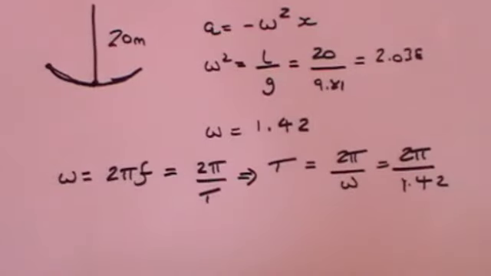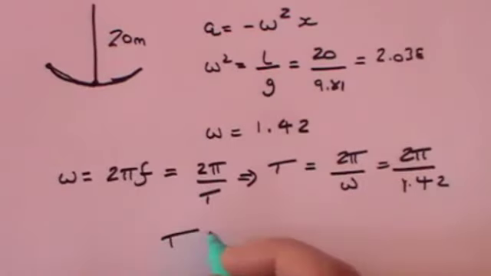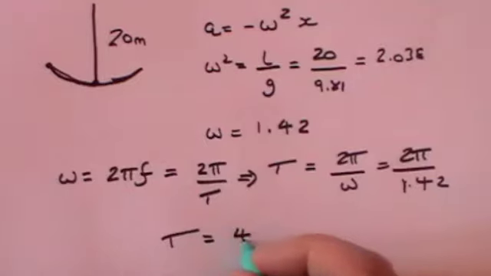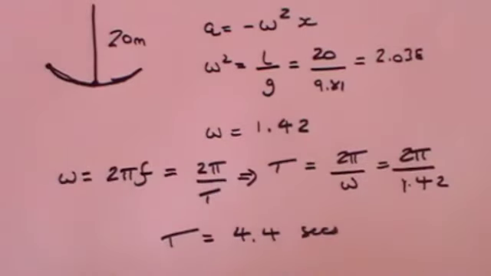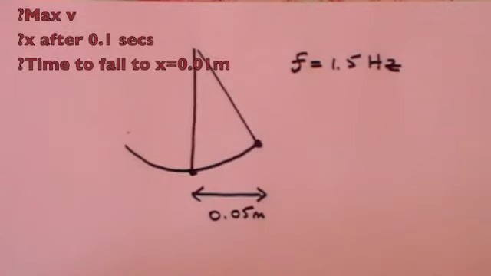And that will give you that t is equal to 4.4 seconds. So it takes 4.4 seconds for the pendulum to do one complete swing back and forth, one complete cycle. Question 10. Here we have a pendulum.